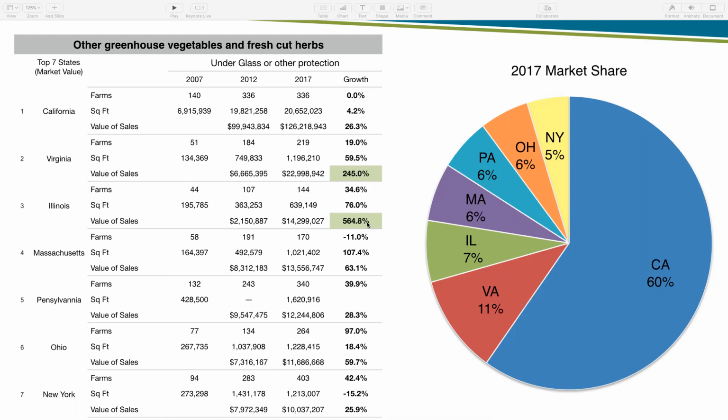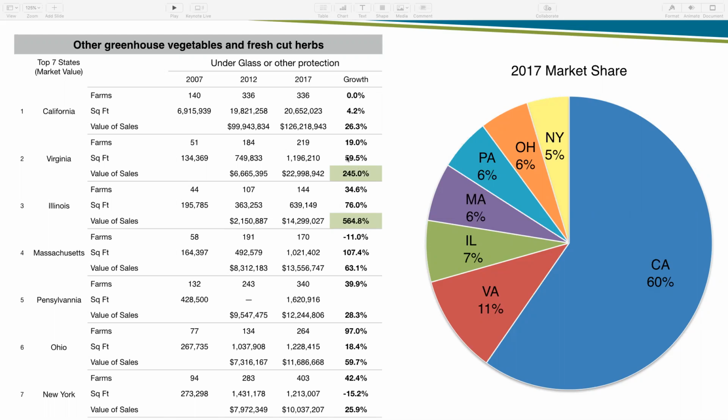But bigger than that is Illinois again. So Illinois has been a very fast market growth for CEA from 2012 to 2017. In this case, 564% market growth, going from $2.1 million to almost $14.3 million in 2017. Same type of analysis, so you can see the number of farms changed versus the square footage, and then the market growth, the value growth. Again, Illinois, there is a lot of new area, 76% new area cover.